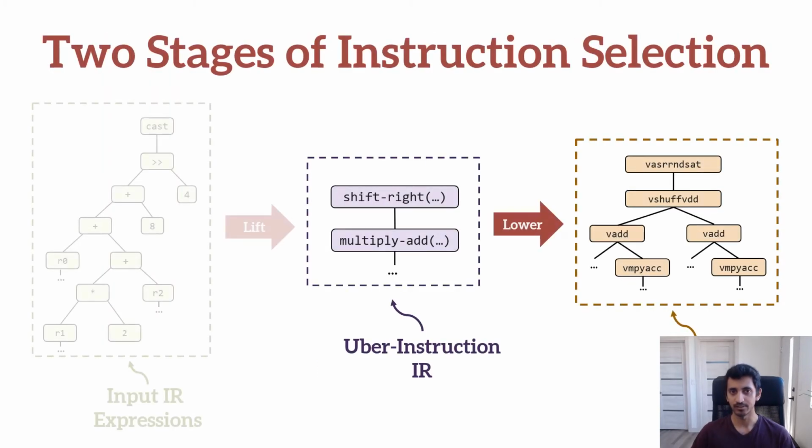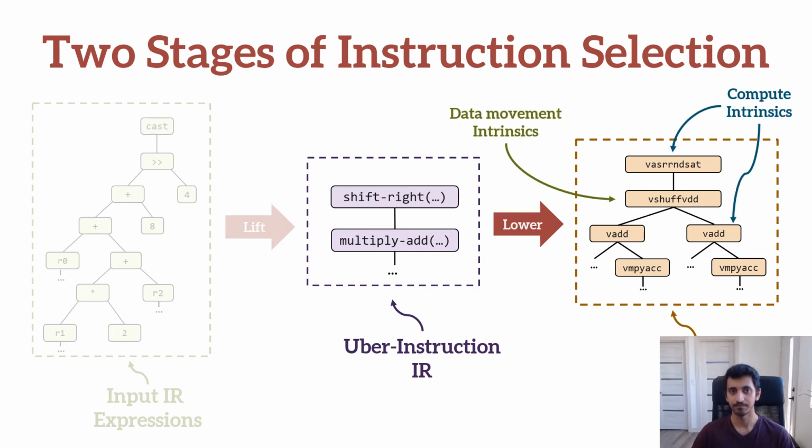Once the input expressions have been lifted to the uber instruction IR, we use exhaustive search guided by a cost model to lower each uber instruction to its optimal implementation in the target instruction set. A key challenge while lowering to the target instruction set is that to find the best performing implementations, we must explore implementations that contain both computation and also data movement.